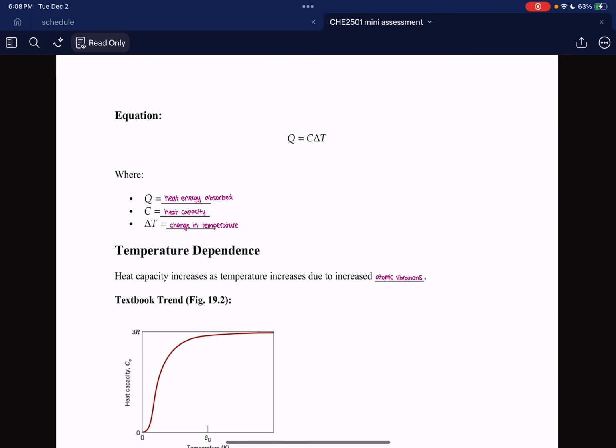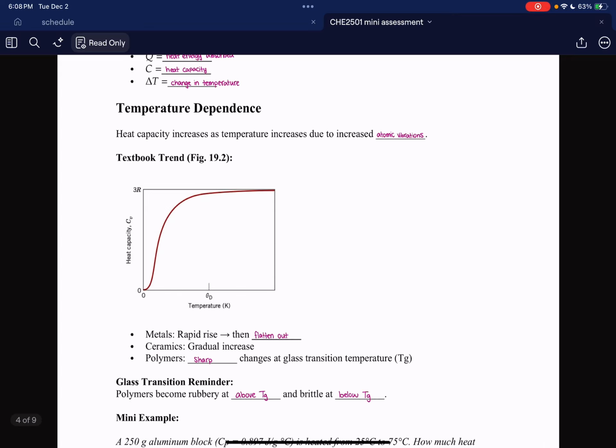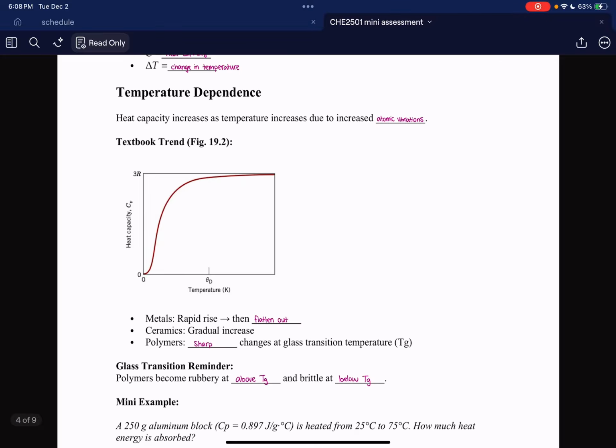The equation Q equals C delta T, where Q is known as the heat energy absorbed, most of the time measured in joules. The unit is joules. C is the heat capacity, and delta T is the change in temperature. Temperature dependence. Heat capacity increases with temperature because atomic vibrations increase.